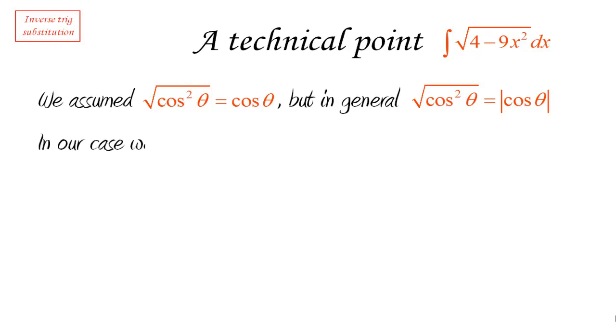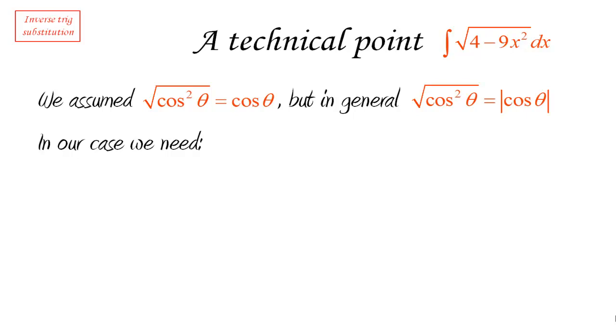So why can I make the assumption that in fact cosine theta is positive, and therefore I can ignore the absolute value, which is what I did in the computation of that integral? Shouldn't I leave those absolute values in there? All right, let's see why I can in fact make that assumption.